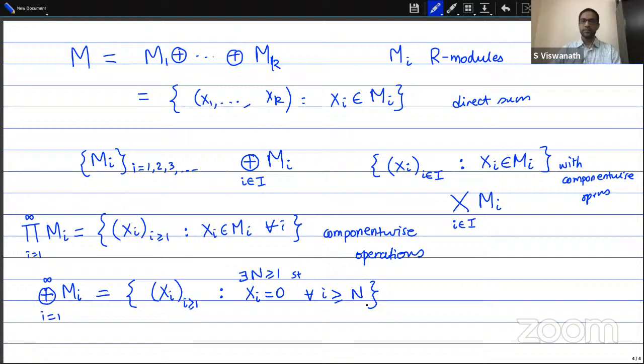This is sometimes called the set of finitely non-zero sequences. And this collection, again, still has component-wise operations. It's actually a submodule of this large module, and this is what's called the direct sum in this case. And one can check that this is a module. It's closed under addition and scalar multiplication and so on. And there is some subtle reason why one wants to do this.